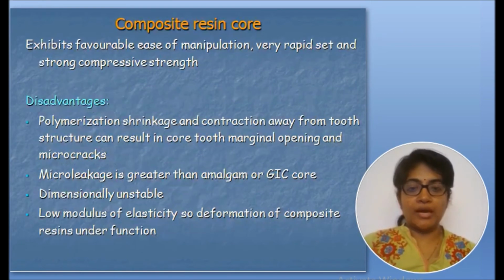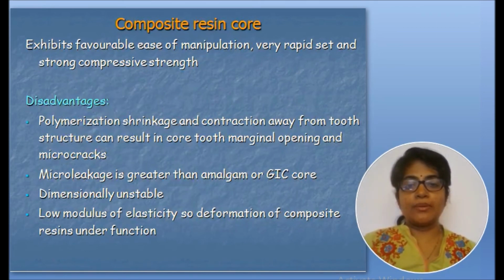So now we have better materials such as composite resin core. It exhibits favorable ease of manipulation, very rapid set and strong compressive strength. The disadvantage is the polymerization shrinkage that can result in marginal opening and micro cracks, and dimensionally it can be unstable if it is not cured properly, and there is a low modulus of elasticity, so there can be a chance of deformation of composite resins under function.